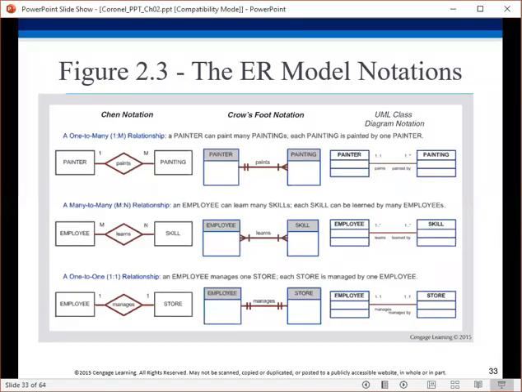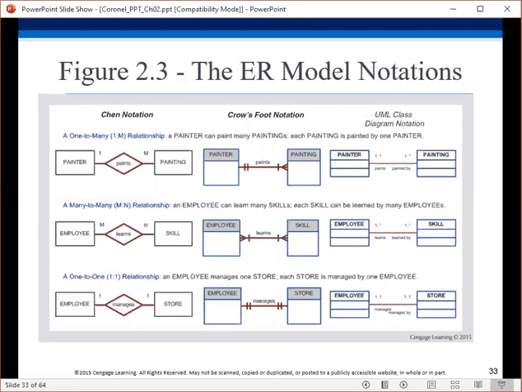Okay, welcome back. There's a couple of different modeling notations for entity relationship. One is the Chen notation. That's the one I most commonly use myself. Chen was a gentleman who developed the entity relationship modeling method. And you can see here that in the Chen notation, entities are represented by rectangles and relationships by diamonds.